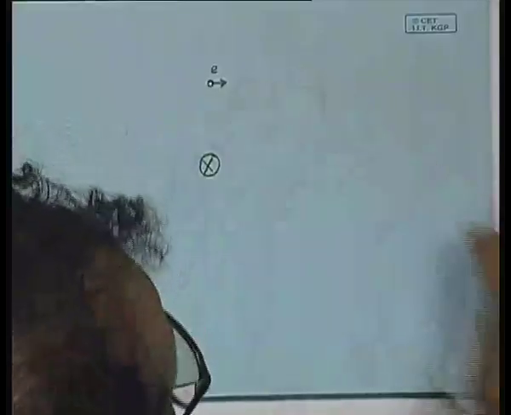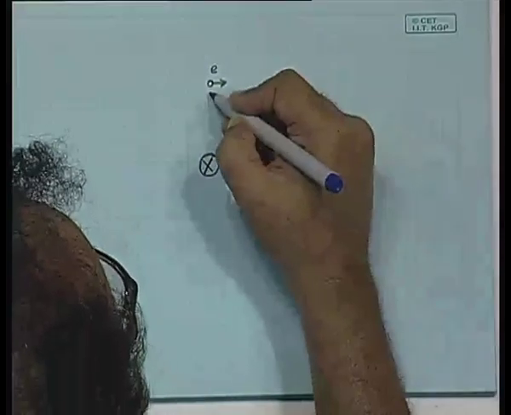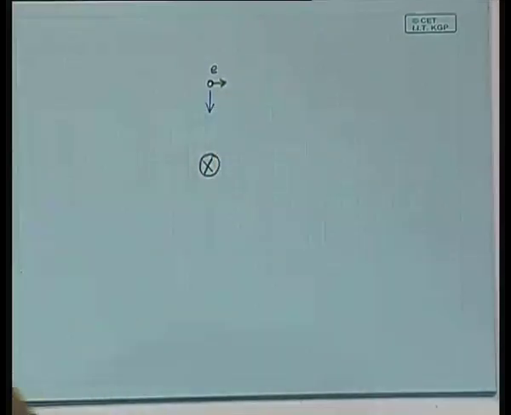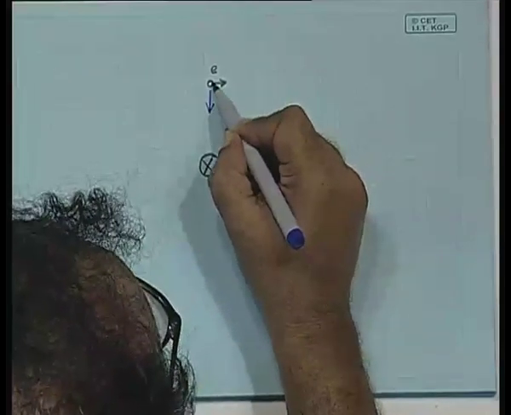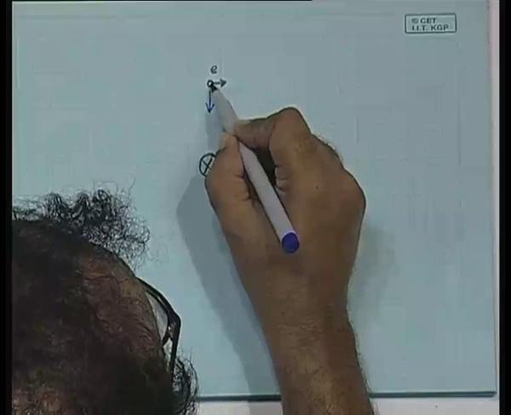Yes, V cross B in which direction? Which law? Which law? Yes. So do that and tell me which will be the direction of the force? Downward. So because of the downward motion, what will be the resultant motion of the electron?